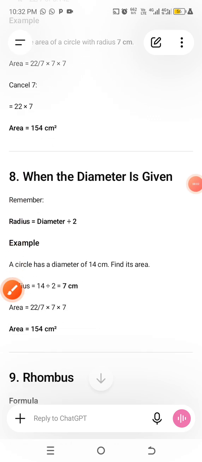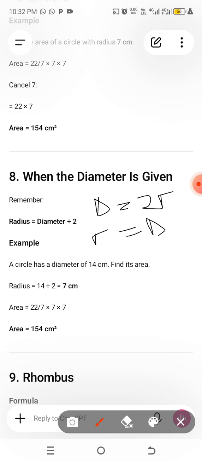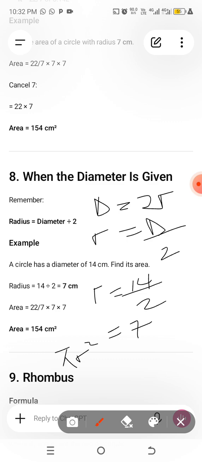Now when they give you a diameter, the diameter is equal to 2 times the radius. Diameter equals 2r. So to find the radius, you just say r equal to d over 2. Let's say they gave you a diameter of 14 centimeter. Finding the radius out of the diameter, that would be r equal to 14 over 2 equal to 7. So radius equal to 7. You now use your formula pi r square to get the answer.